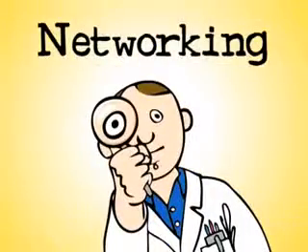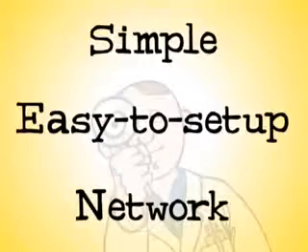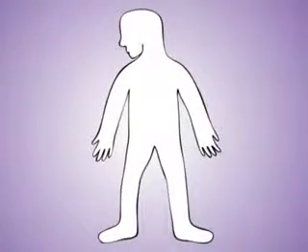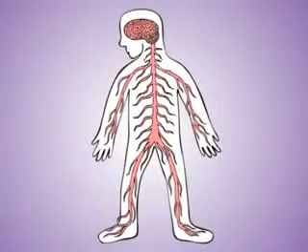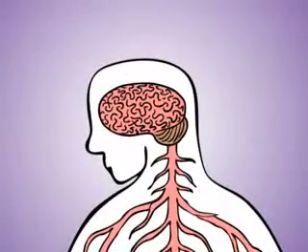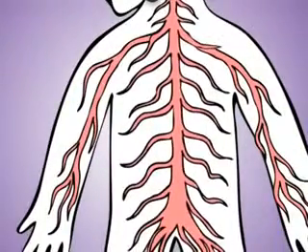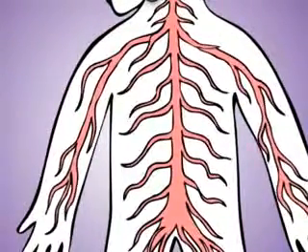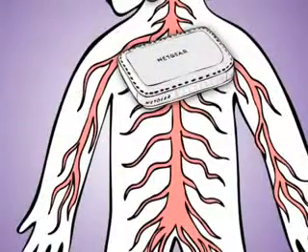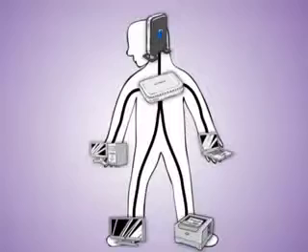Let's take a closer look at the key components that make up a simple, easy-to-set-up network. Think of a network as something similar to your body's central nervous system. At the top of the network is a brain that handles all the traffic coming through. This is called a router. The brain is connected to a spine that sends signals throughout your network. This device is called a switch, and it distributes signals to all of your computers and devices via network cables.